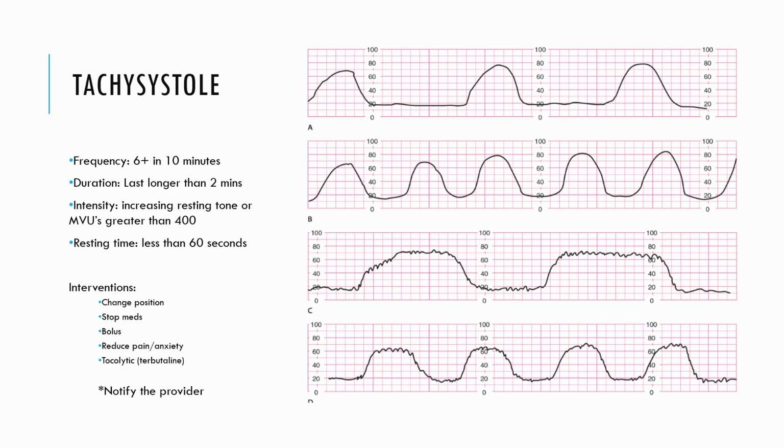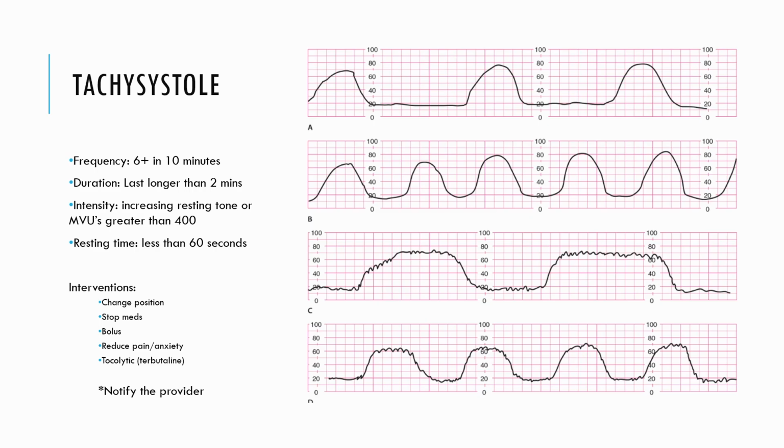So the last slide told us what normal contractions look like. But what happens if we do more than that normal contractions? Then we get something diagnosed as called tachysystole, too many contractions. So either our frequency is too often, we're having 6 or more in 10 minutes. Our duration, the time it lasts, is lasting longer than 2 minutes.